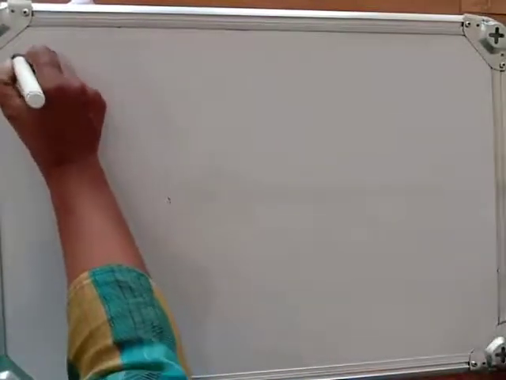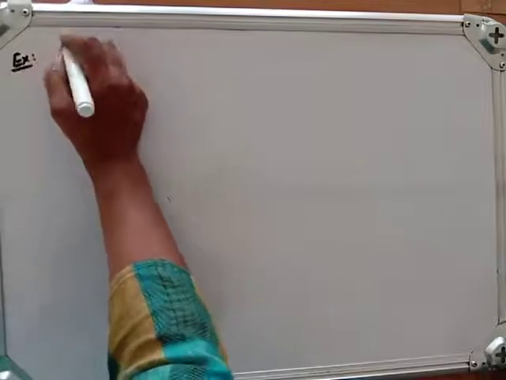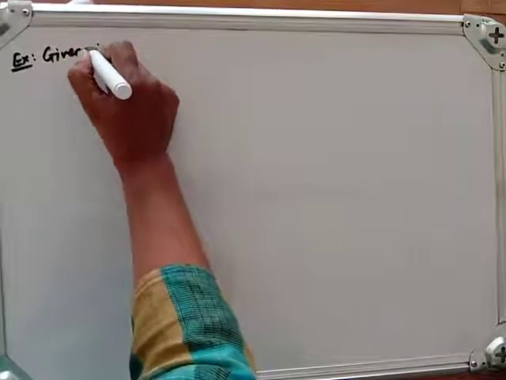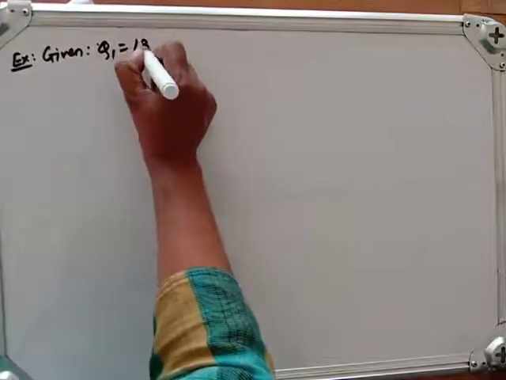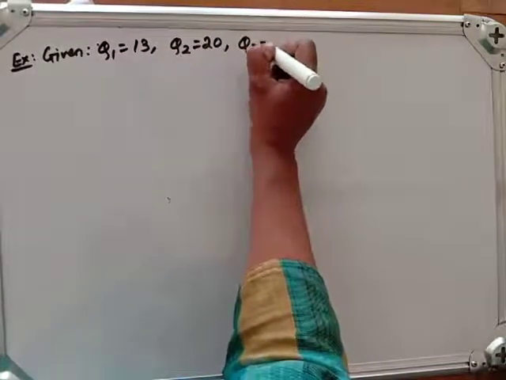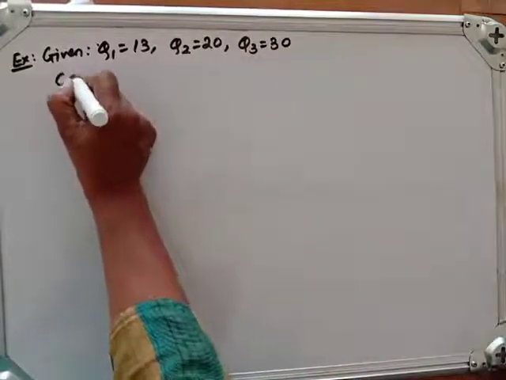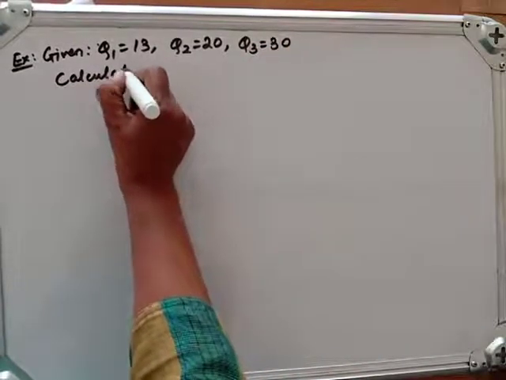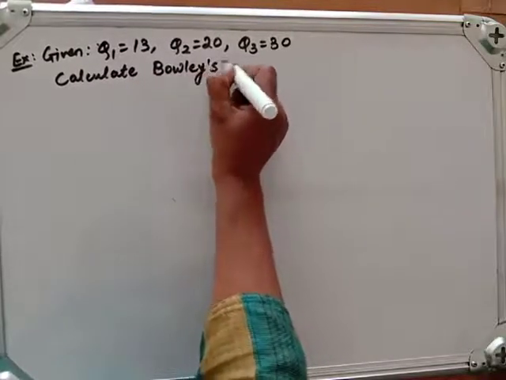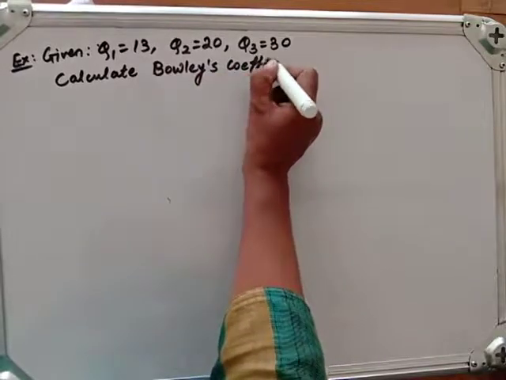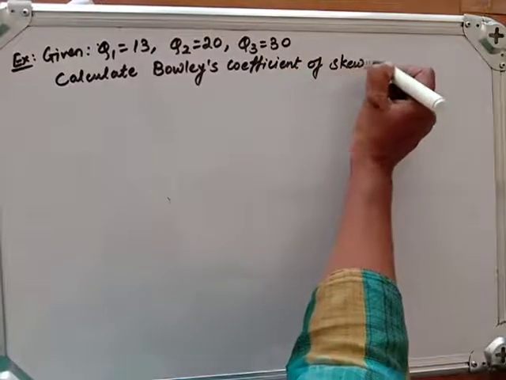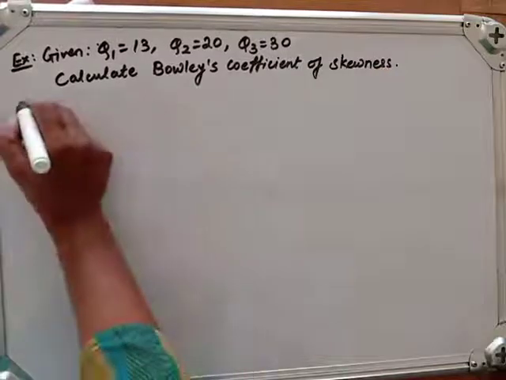Next one. Given that Q1 is 30, Q2, the median, is 20, and Q3 is 30, calculate Bowley's coefficient of skewness. Coefficient of skewness, that is the question. So, solution.